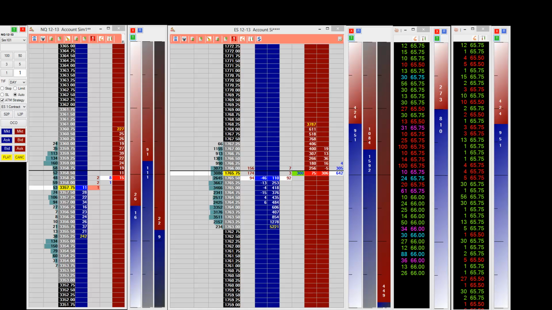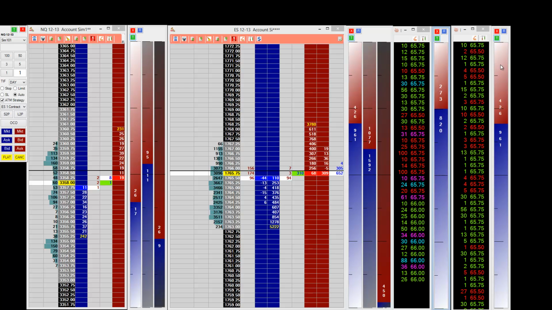So you can see here, there's a power meter here, which is NQ. That's actually a depth and sales power meter. This one is the ES depth and sales power meter. And then these two on the right, they're both power meters linked to Recon tape. We'll actually have a look at the difference later.